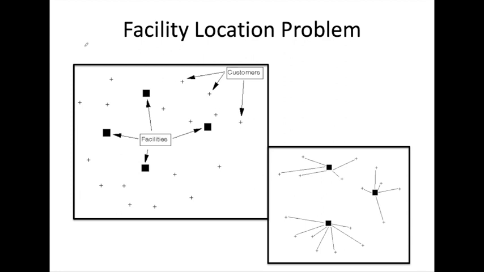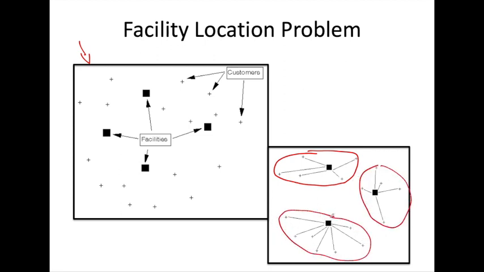For example, if this is the input of the problem, we can create these clusters in this way. If we say that k is equal to 3, then this is one of the clusters, this is the second, and this is the third. Something important here is that in the facility location problem, the representative point must be an object or a sample that we have in the data set.